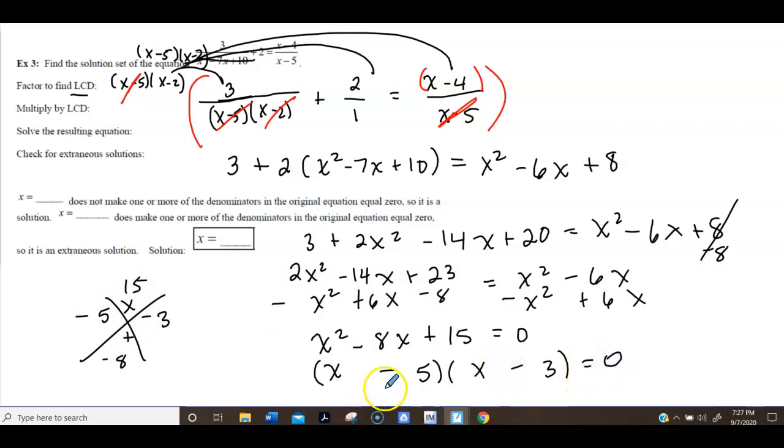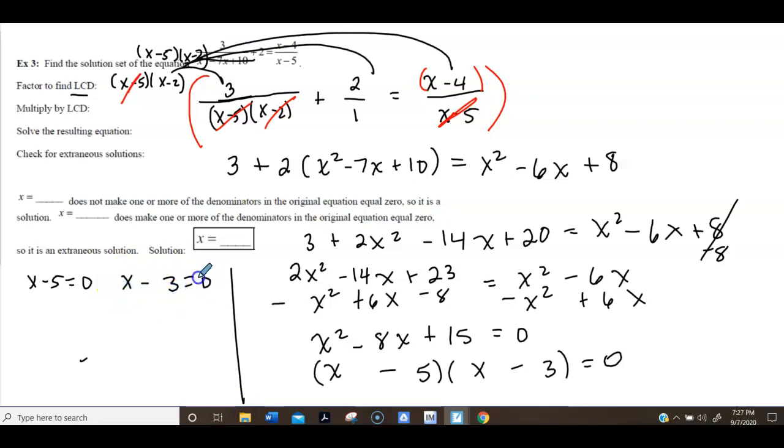Now this is the zero product property, where you put each of those equal to 0. I'm going to have to erase that, so I have some room. So you take x, subtract 5, and you put it equal to 0. And then you take x, subtract 3, and you put it equal to 0. So you're going to get a positive 5 and a positive 3.